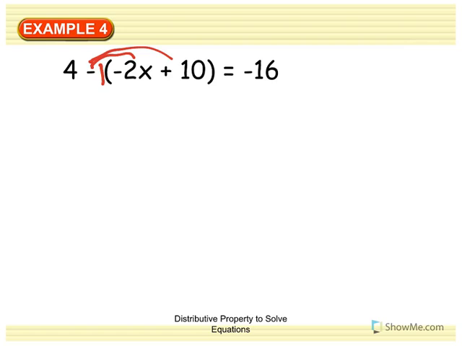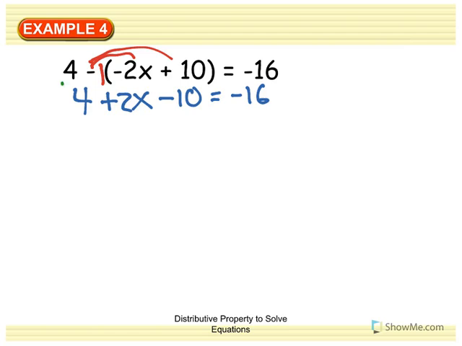So if I distribute -1 to -2x, it gives me +2x. If I distribute -1 to +10, it gives me -10. Everything else comes down exactly as is. We do not bring down the negative. We are done with that negative. It is done, it's gone, it's distributed. We do not bring down the negative. We bring down 4. We did -1 times -2x already. So now I've got 4 plus 2x minus 10 is equal to -16.